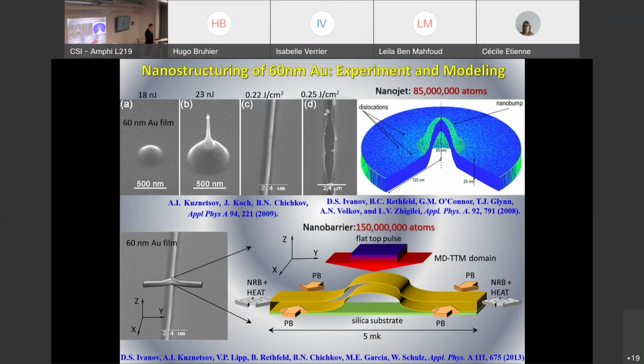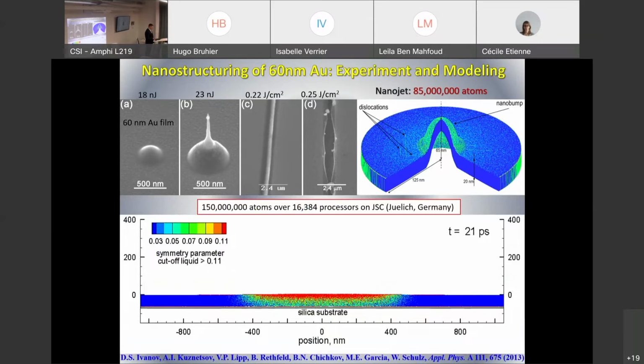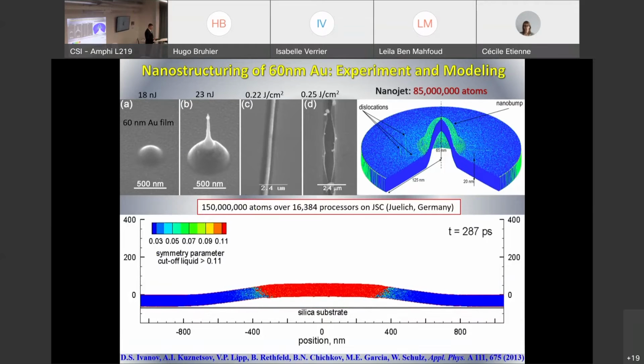So we apply a flat-top pulse of 200 femtosecond duration, and we see what happens. This is the side view. Only a small part of the molecular dynamics domain is shown here, only 2 microns, the central part.